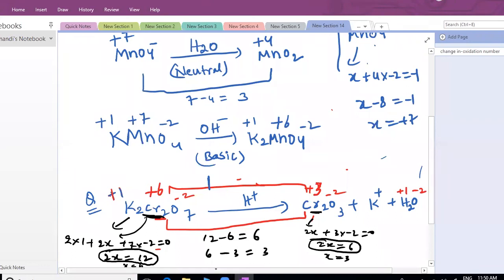This is 1 chromium we are getting, sir, here. 6 minus 3. This is 1 chromium. For 2 chromium, how much? This is the difference. x means 1 chromium only. 2x means 2 chromium, because 2 chromium are changing oxidation state. That's why I'm taking both. But the final answer is 6 only. Because you have to calculate totally. You can't stop halfway. If you do only 1 chromium, you have done half the answer. But I need the full answer. That's why into 2. Any doubt here?